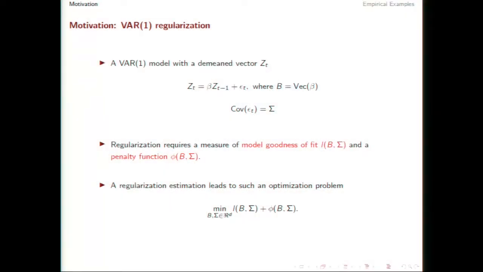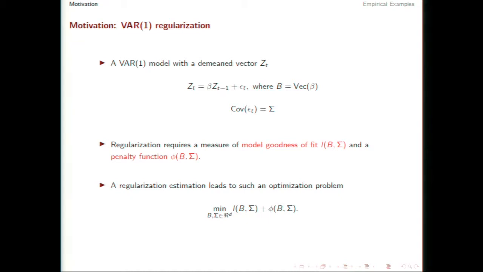The motivating example is the basic VAR(1) model. As you can see, the capital letter B is the AR coefficient matrix, and Sigma is the noise covariance matrix. For all regularization methods, we need to specify two things. The first is the likelihood, or the least squares. And the second is a penalty function. For AIC and BIC, you just count how many parameters you really use in B and Sigma.